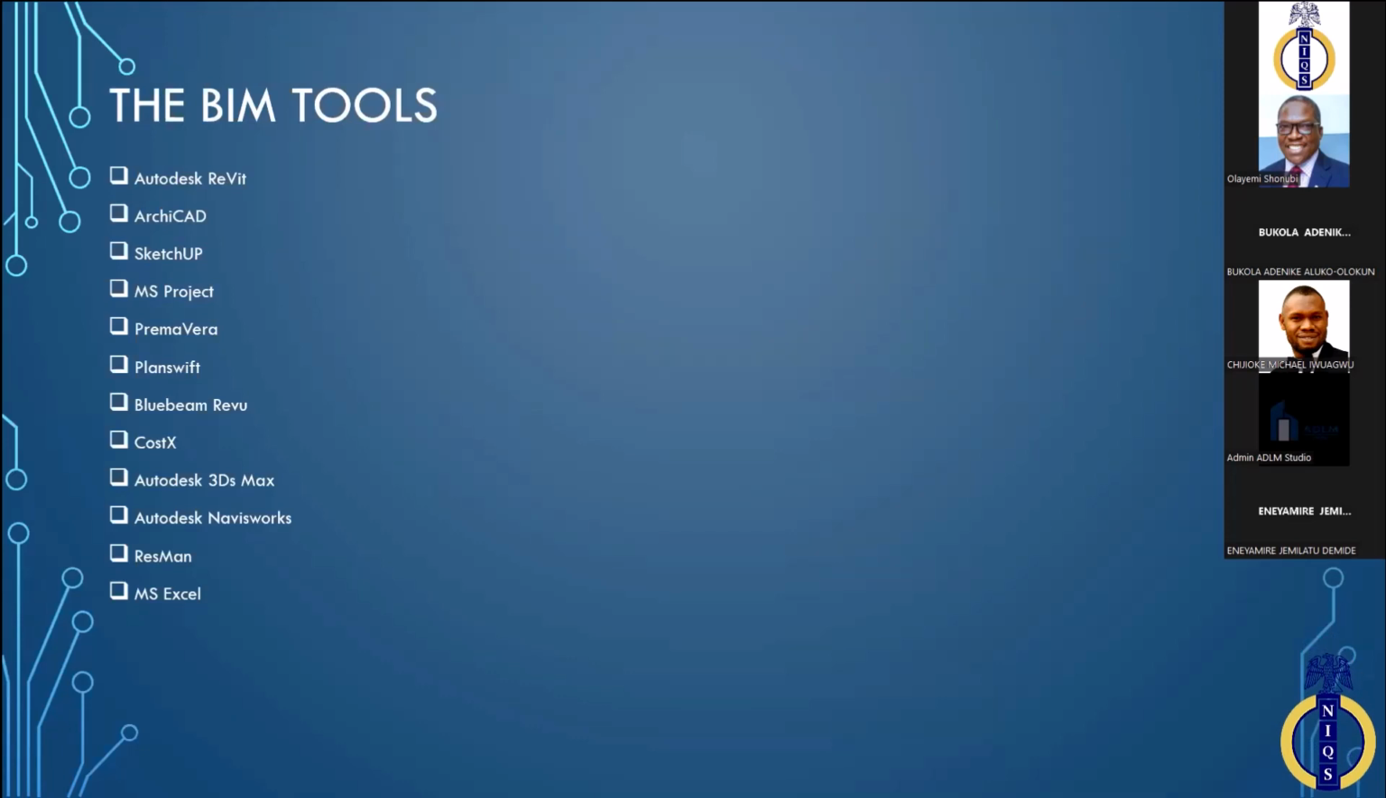At the end of the day, all of the information that has been built can be exported to a spreadsheet. That is why Revit has export to Excel. ArchiCAD also has export to Excel. Microsoft Project has export to Excel. Primavera has export to Excel. PlanSwift has export to Excel. Bluebeam has export. Every one of them has export to Excel. Even Navisworks, even ResMan.